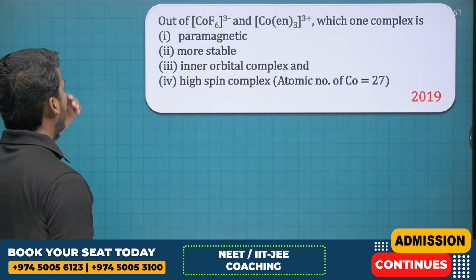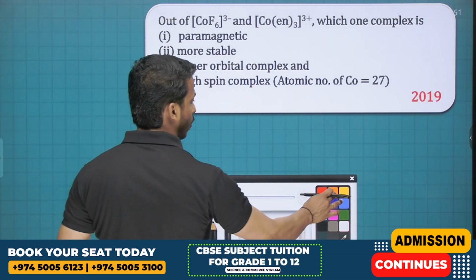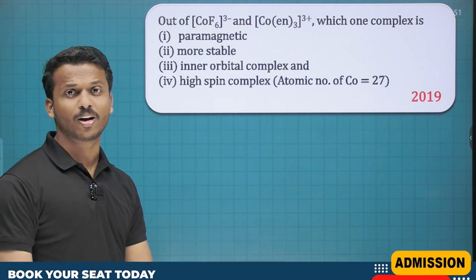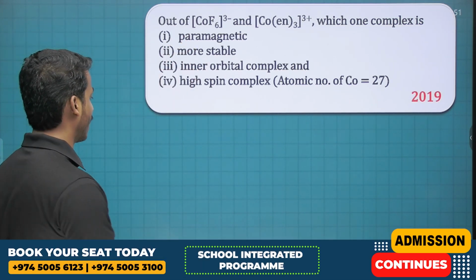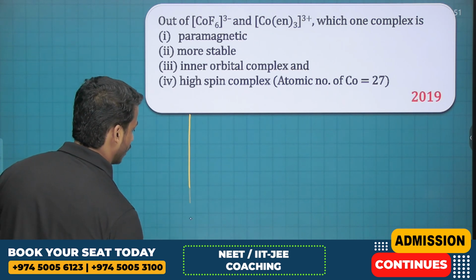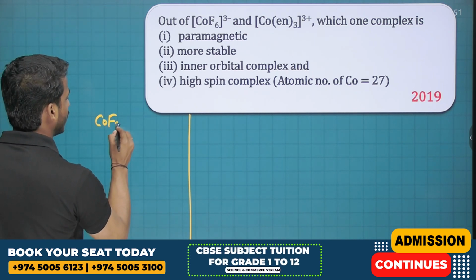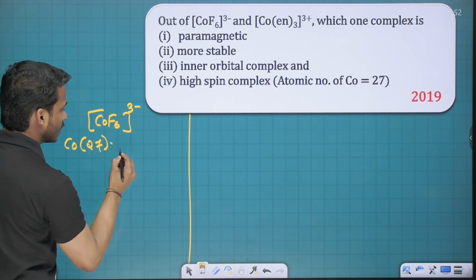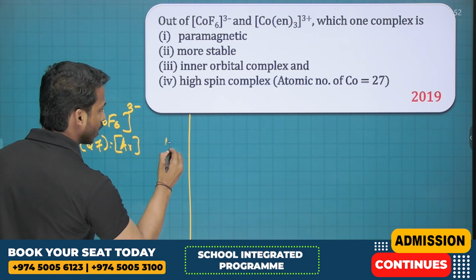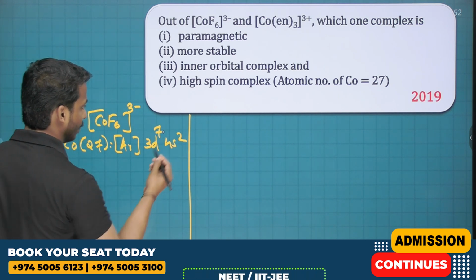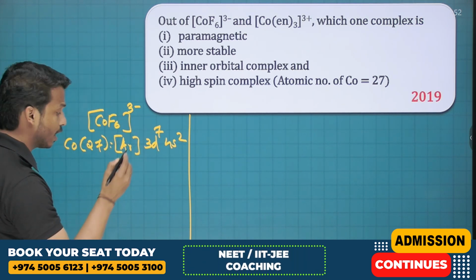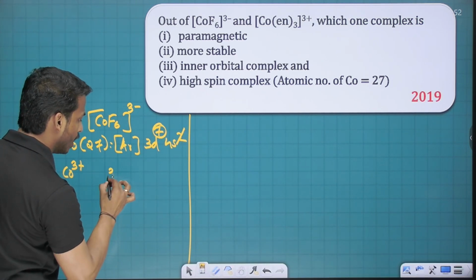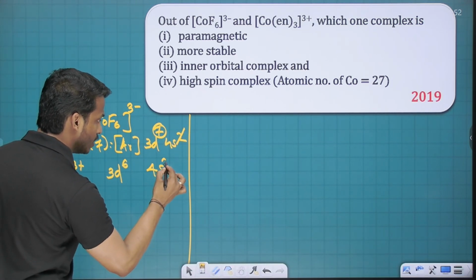2019 again, out of this complex, which complex is paramagnetic, more stable, inner, high spin and all. So we can use our VBT question, right? Let me take the complexes one by one here. First is given CoF6 3 minus. Cobalt is the metal atom, 27 is the atomic number. We can write argon 4s2 3d7. Calculating the cobalt charge, you will get cobalt 3 plus. 3 plus means this 2 and this 1 gone, remaining 3d6 4s0.